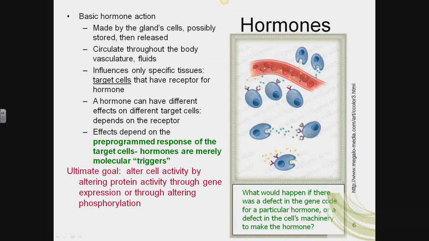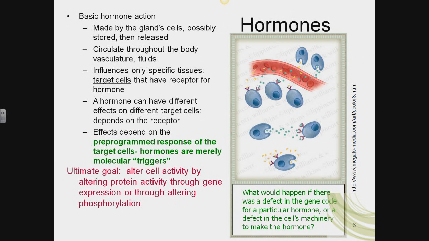Now, what can bind the hormones that are released? You're seeing here a cell that can respond to two different hormones in this picture. How a cell will respond is based on its pre-programmed response, and by that I mean its gene expression. And for those of you who know me, those are two of my favorite words. The ultimate goal is to change the physiology of the target cell.